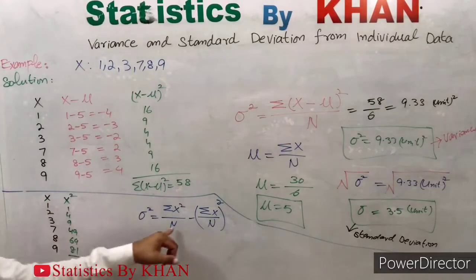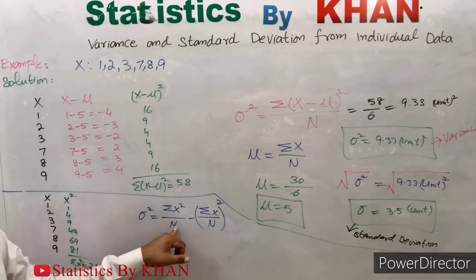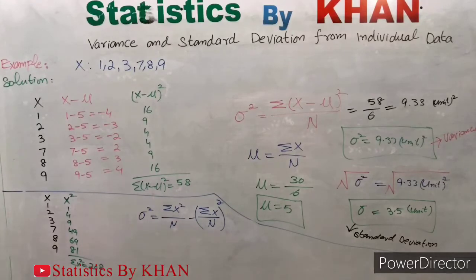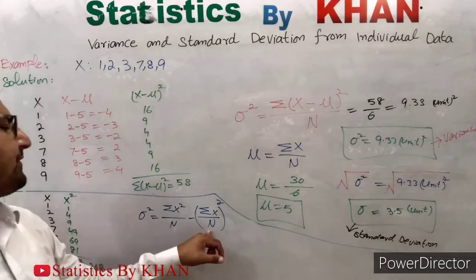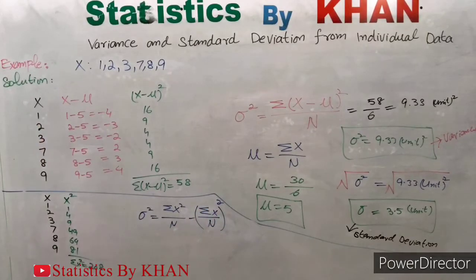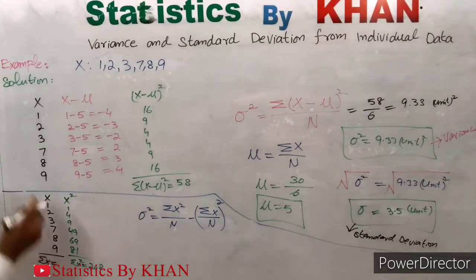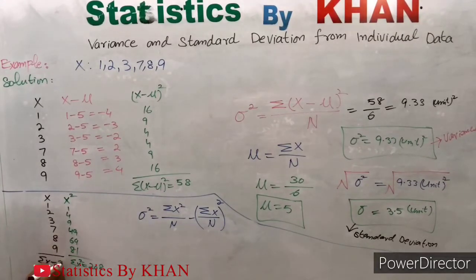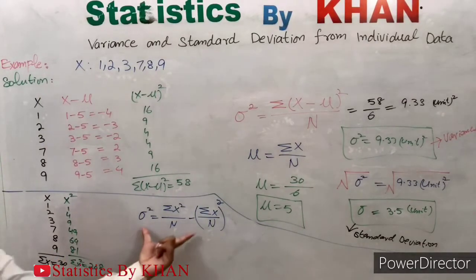In the denominator of the first fraction, n stands for the number of observations. The number of observations in this case is 6, so we will write 6 over here. Now in the second part of the formula, in the numerator of the second fraction, we need summation x. So we will add the x column, and symbolically it will give us summation x. If we add all these values, it will give us 30. Okay, now we have all the quantities which are needed for this formula. Now we will put the numerical values in this formula.